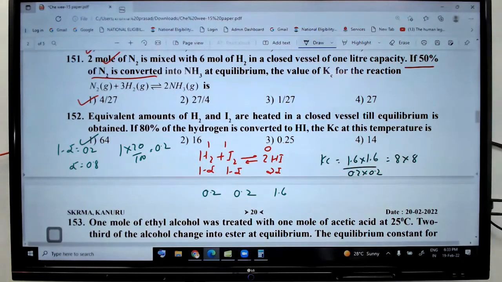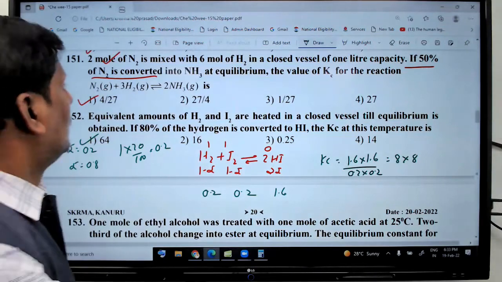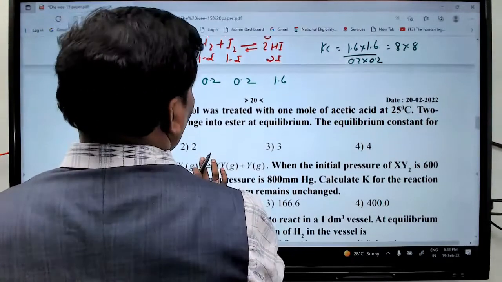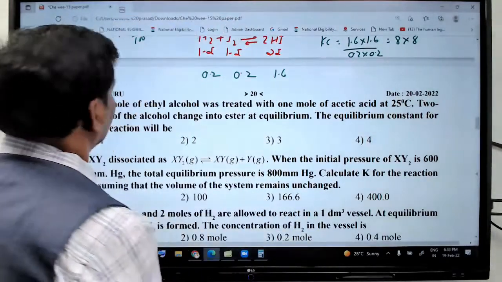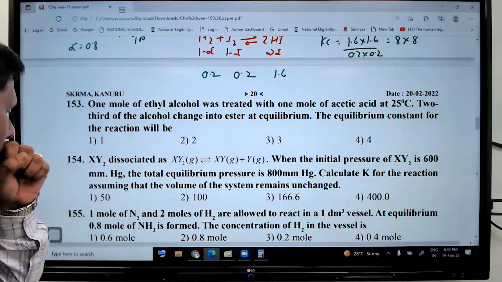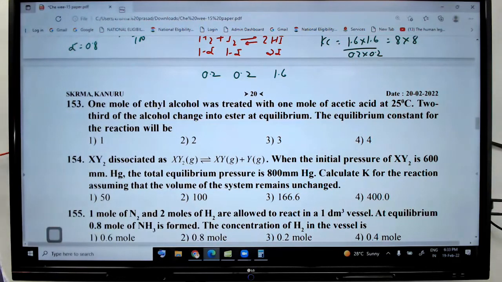Equivalent amounts of H2 and I2 are heated in a closed vessel till equilibrium is attained. If 80% of the hydrogen is converted into HI, then Kc for this temperature is how much? It is 64. Next, question number 152. देखो.